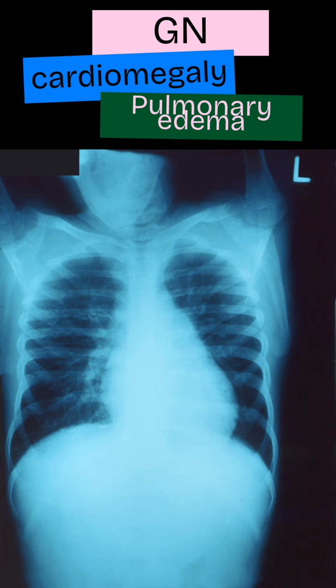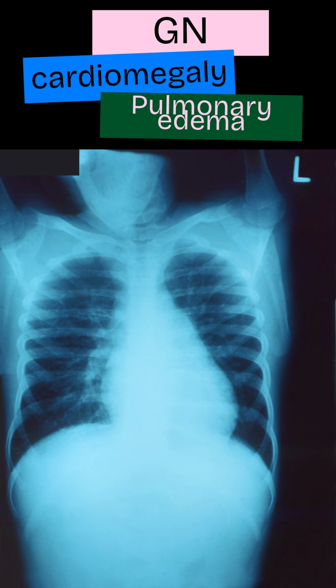to volume overload. In the context of AGN, the primary pathophysiology involves an inflammatory process within the glomeruli, most commonly post-streptococcal glomerulonephritis, PSGN, following a group A beta hemolytic streptococcus infection, S. pyogenes. This is a type 3 hypersensitivity reaction characterized by the deposition of IgG, IgM, and C3 immune complexes along the glomerular basement membrane, GBM.